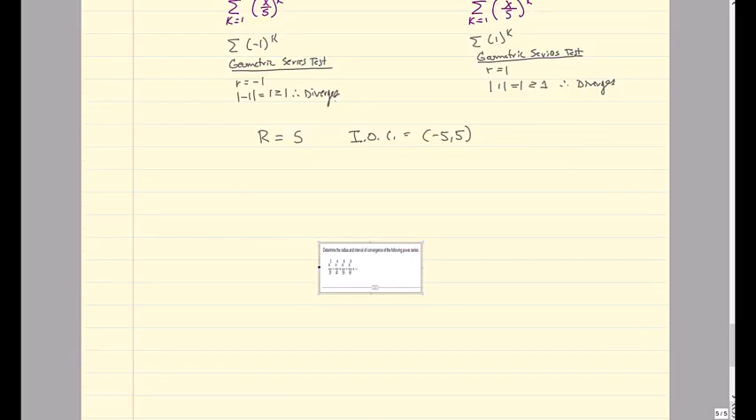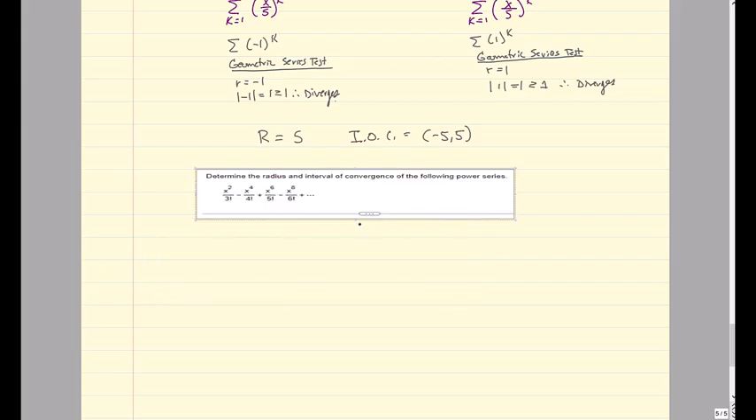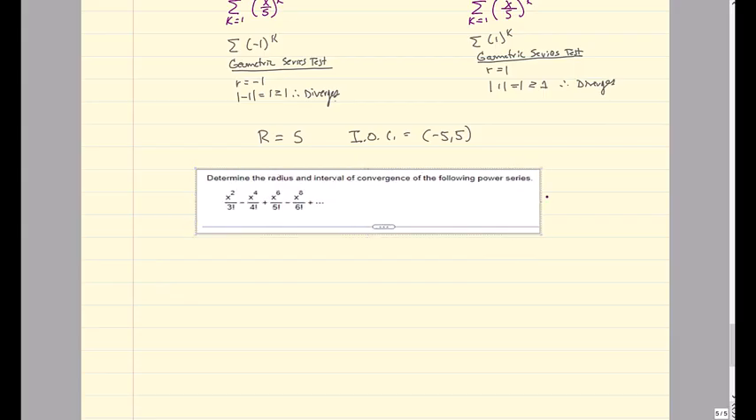The next problem that we're going to be looking at, they're not giving us the series. We have to come up with it based on the terms of the series. So this is a little bit different. We're going to have to rely on our knowledge that we learned in a previous unit to be able to rewrite this. So first of all, we need to determine the radius and interval of convergence. But in order to do that, I need to figure out what this series even is. So let's go ahead and start thinking about this.